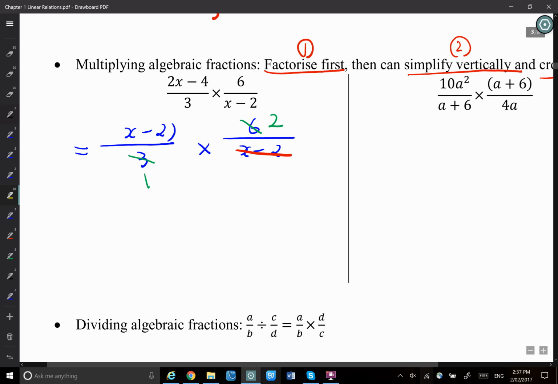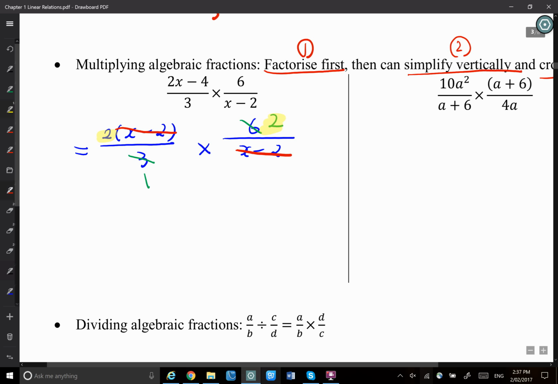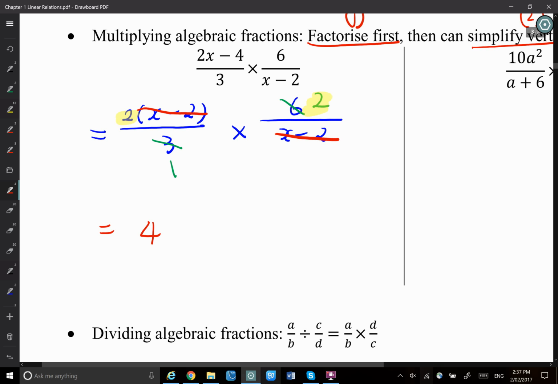Okay, we have 2 here and 2 here. They are both on the numerator, so we will times them. That gives us 2 times 2, which is 4. After simplifying, that is 4.